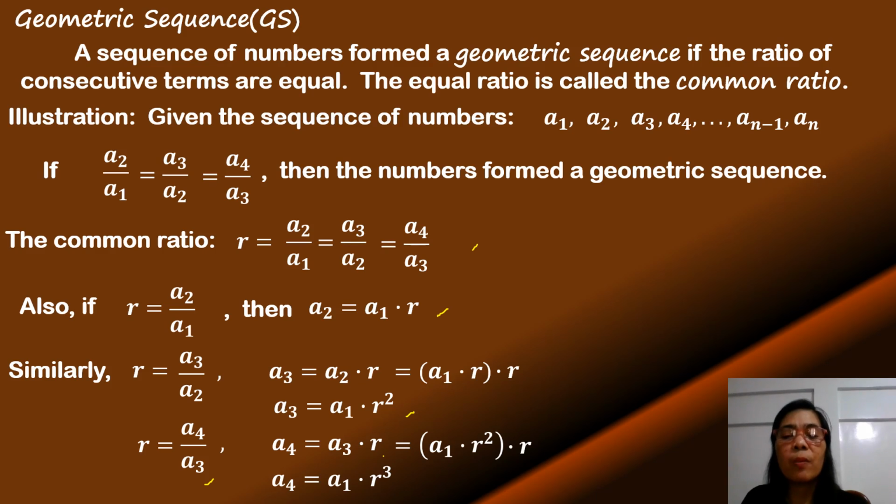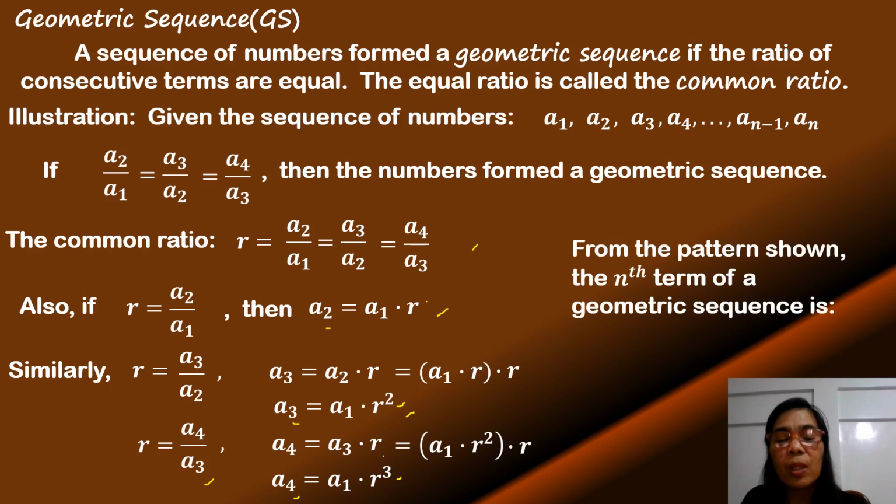So you will notice now the pattern formed by each term in the geometric sequence. When we have a sub 2, we have a sub 1 r raised to 1. Our a sub 3, we have a sub 1 r raised to 2. Our a sub 4 is equal to a sub 1 r raised to 3. So we have now the formula for the nth term of a geometric sequence. That is, a sub n is equal to a sub 1 times r raised to n minus 1. And we can now make use of this formula to determine the desired nth term in a geometric sequence.